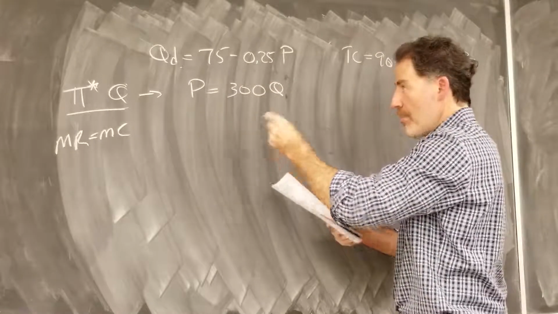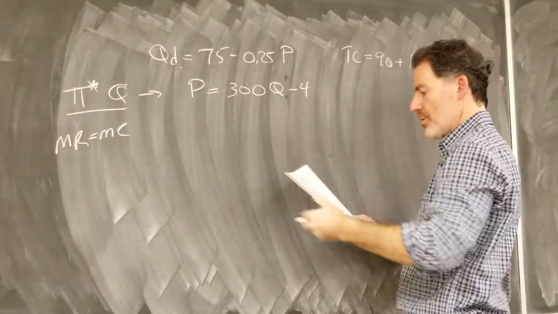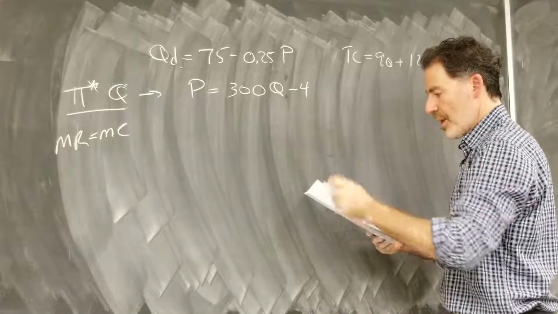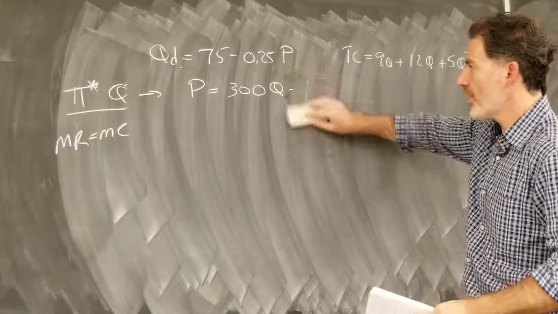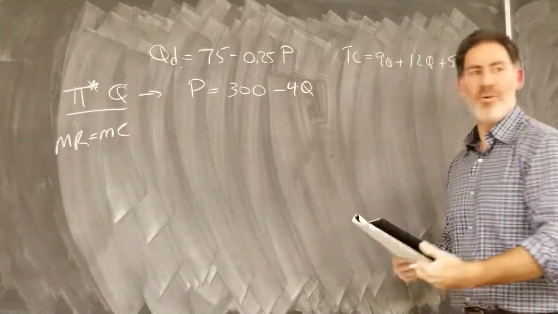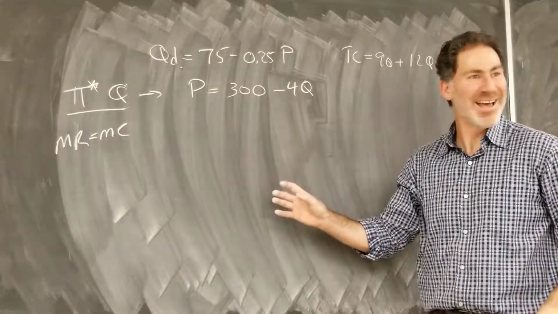300 minus 4Q. Okay, don't jump ahead here. 300 minus 4Q. Let's rearrange that formula.